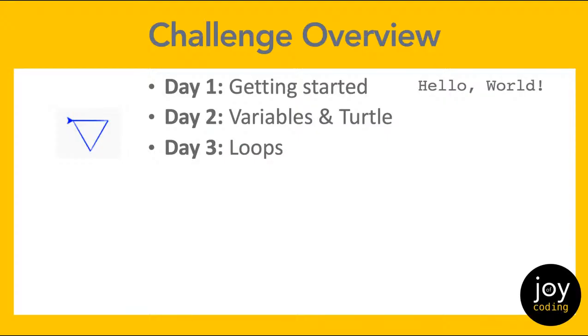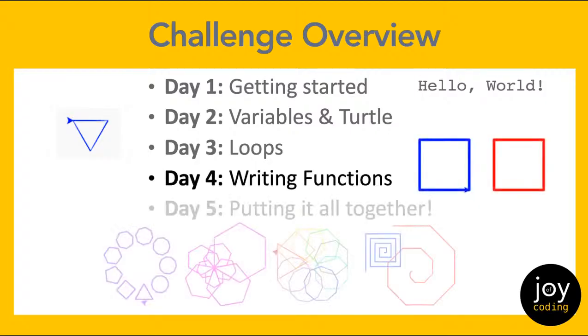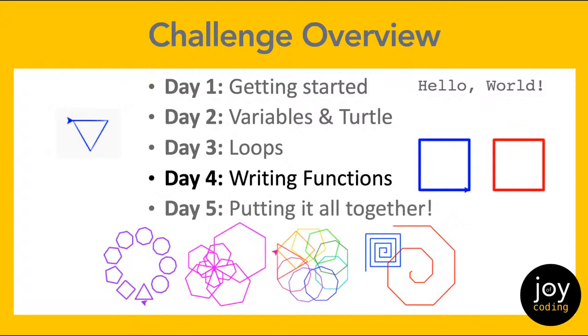In day one, we got started with a very simple, quintessential Hello World program. Then in day two, we learned about variables and using the Turtle library. In day three, we explored for loops. And in today, day four, we're going to work on writing our own functions. And finally, tomorrow in day 5, we're going to put everything we've learned together.